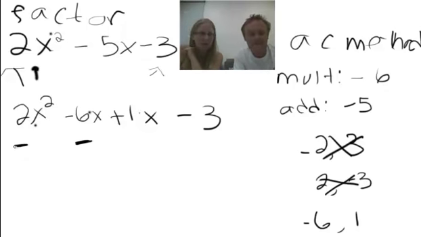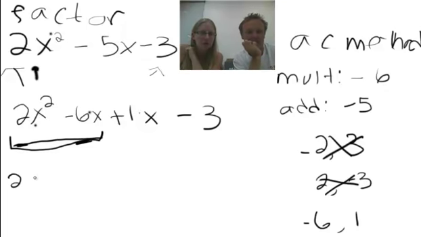So I'm going to look at this first group right here. This is the factor by grouping. What's in common? There's a 2, anything else? And an x. What's left over? We're going to get x minus 3. Always put what's left over in your parentheses.